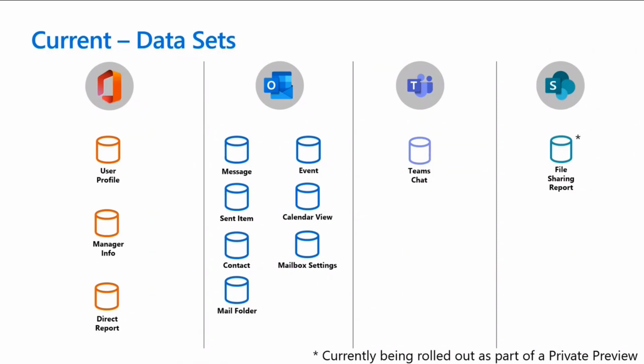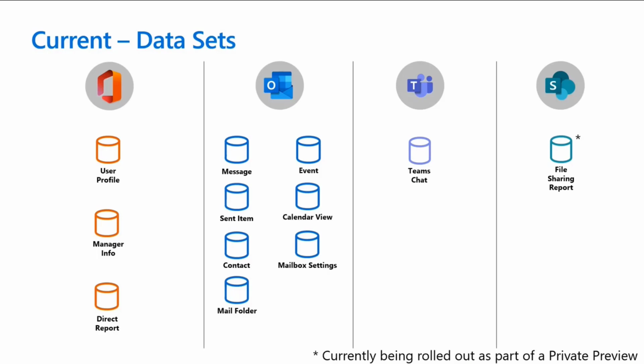Mail folders. From a Teams perspective, we have Teams chat. So that is one-on-one and group chats, right? So one-to-many chats. We don't have Teams channel discussions yet. This is something we are working on. And then on the far right, from a SharePoint Online perspective, we have the file sharing report data set that is currently in private preview. So it's going to be rolled out to everybody within the next few months.